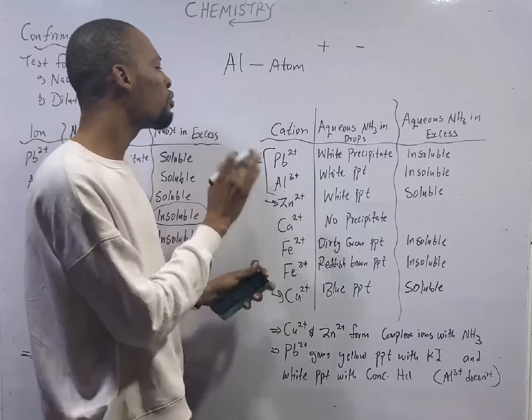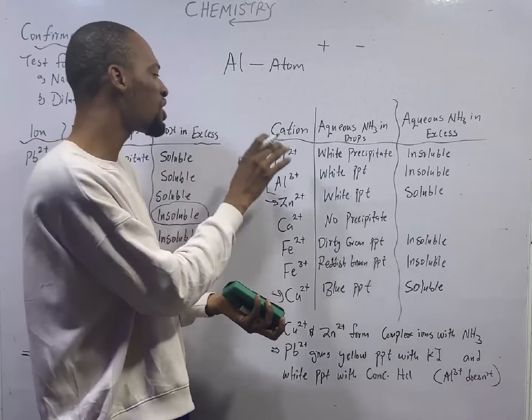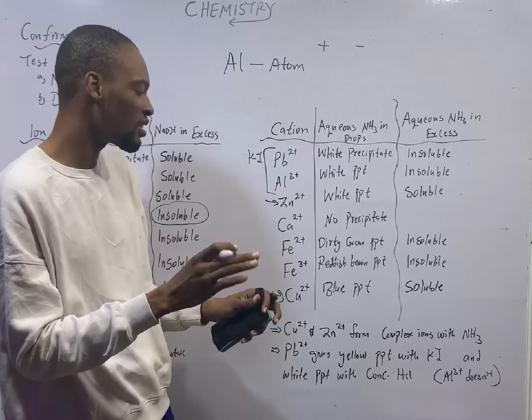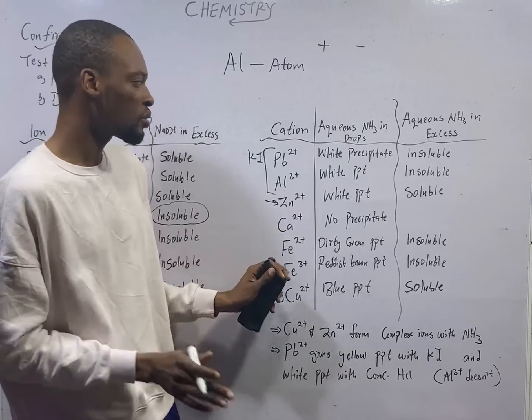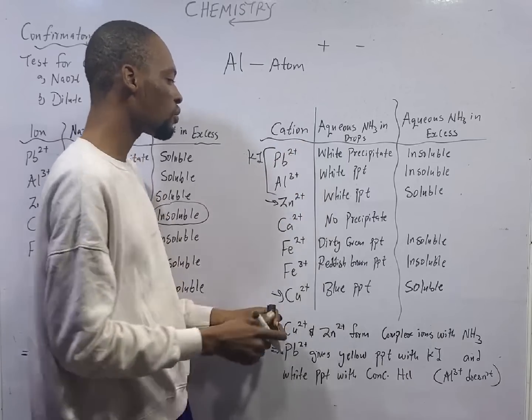The same lead will form white precipitate with concentrated hydrochloric acid. However, aluminium will not form precipitate. So this is a test to differentiate these two guys.